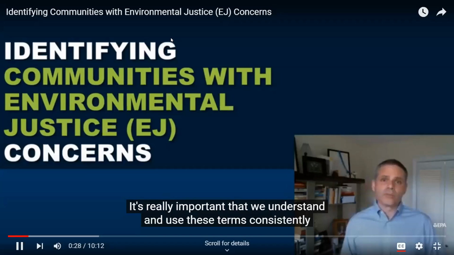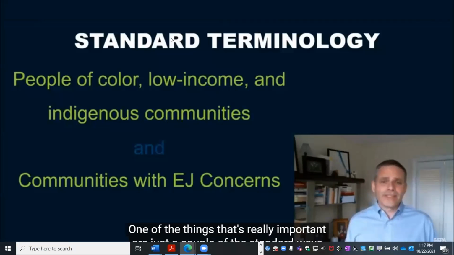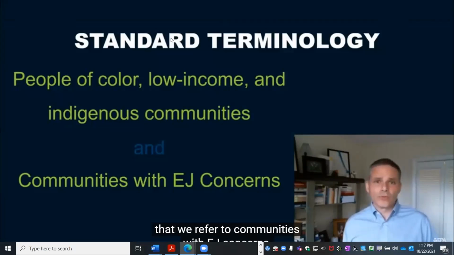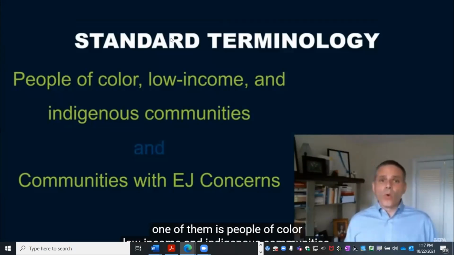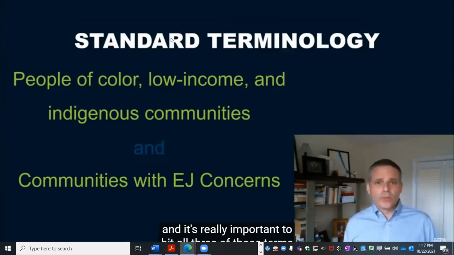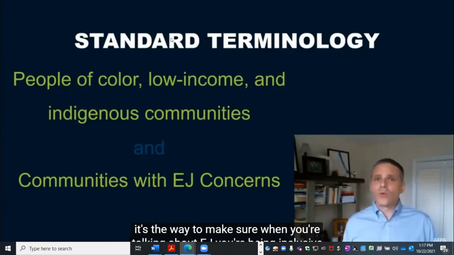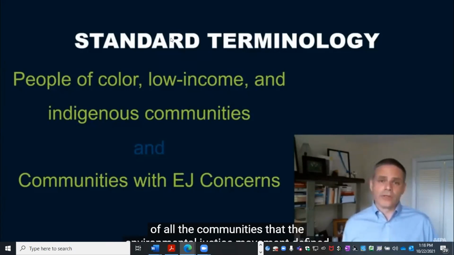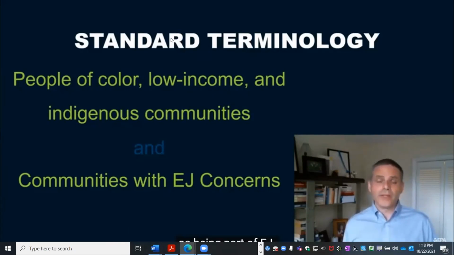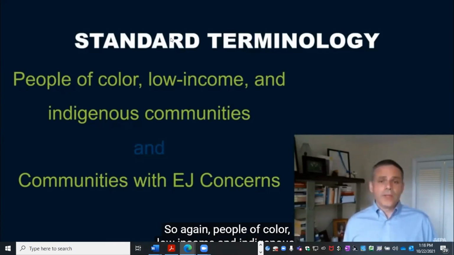One of the things that's really important are just a couple of the standard ways that we refer to communities with EJ concerns. One of them is people of color, low income, and indigenous communities. And it's really important to hit all three of those terms when you're referring to communities in this way. This goes back to the 1980s and early 1990s of the environmental justice movement. It's the way to make sure when you're talking about EJ, you're being inclusive of all the communities that the environmental justice movement defined as being part of EJ. So again, people of color, low income, and indigenous.